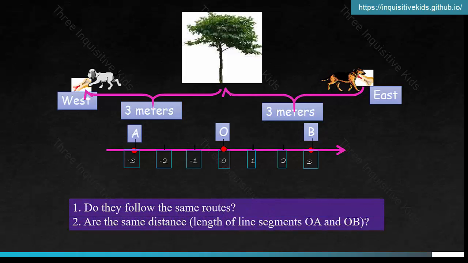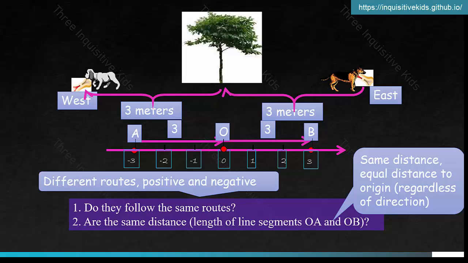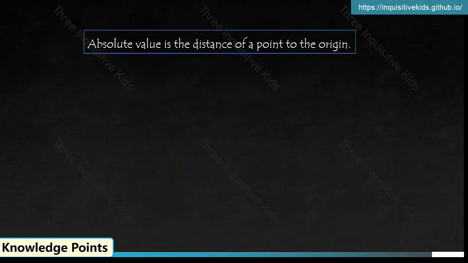Do they follow the same routes? Are the lengths of line segments OA and OB the same distance? The two dogs didn't follow the same routes because one went west, one went east. But did they go the same distance? Yes, they did because they both went 3 meters. So they have different routes, positive and negative, but they have the same distance. The absolute value is the distance of a point to the origin.